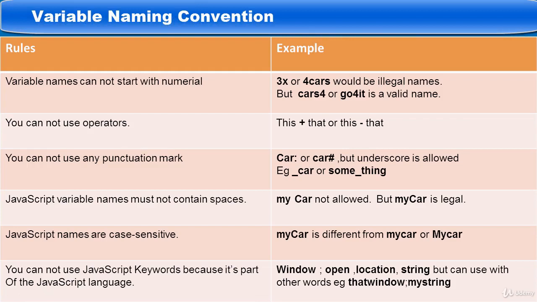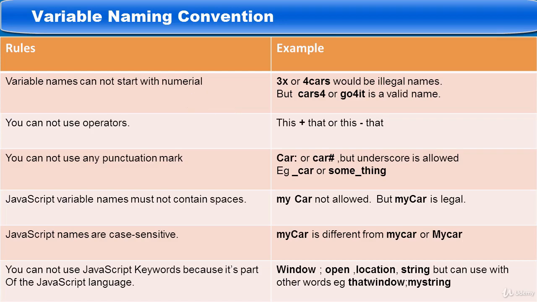So the first thing to take into account is that variable names cannot start with a numeral. For example, you can't use a number. You can't name a variable 3x or 4cars. Just for example, those would be illegal variable names. However, you can combine the numbers with text. You can call a variable maybe cars4 or go4it and things like that. They are perfectly valid variable names.